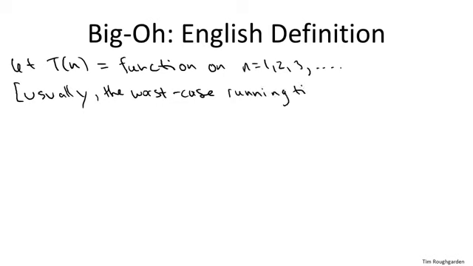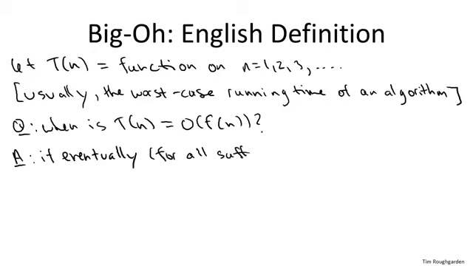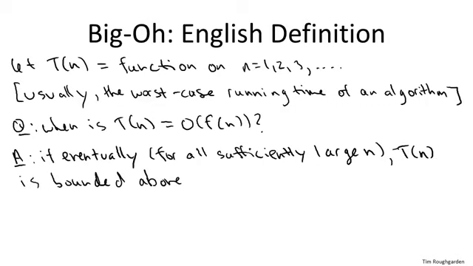So the question I want to answer for you in the rest of this video is, what does it mean when we say a function T of n is big O of f of n? Where here f of n is some basic function like, for example, n log n. So I'll give you a number of ways to think about what big O notation really means. But for starters, let's begin with an English definition. What does it mean for a function to be big O of f of n? It means eventually, for all sufficiently large values of n, it's bounded above by a constant multiple of f of n.